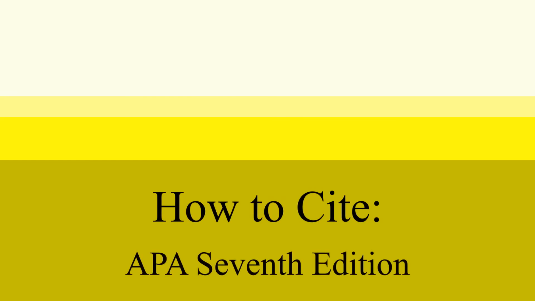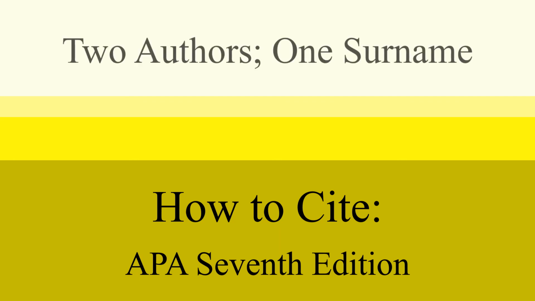Now you know how to create an in-text citation in accordance with APA 7th edition for two separate works whose respective authors share the same surname.